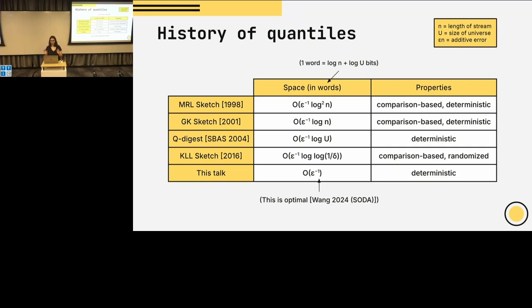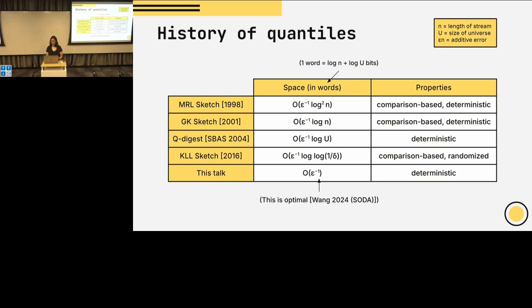In randomized, you can replace the log n in the bits part of this, or sorry, in the word part of this, with something like log log n, because you could do some sort of approximate counting. But in the deterministic setting, this is the best you can do, and this does beat out the previous best randomized algorithm as well, that of KLL.